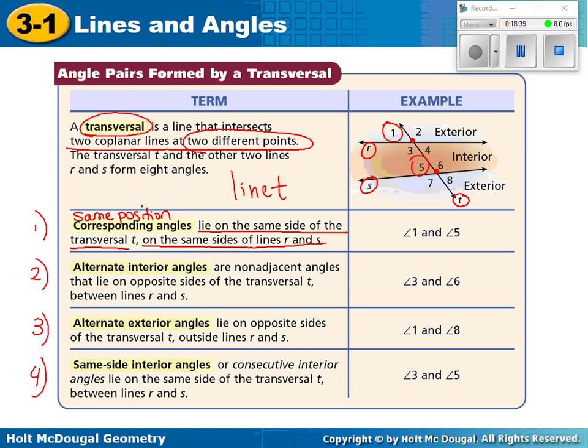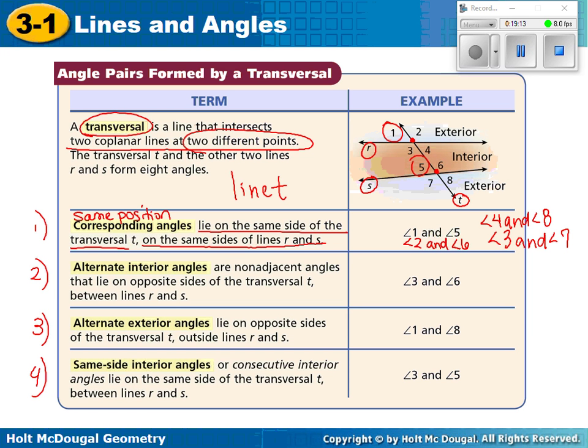So what would be another pair of corresponding angles besides 1 and 5? Luke? 2 and 6. Did you have a different pair over here, Remy? 4 and 8, angle 4 and angle 8. There's one more pair of corresponding. What are they? 3 and 7. Questions on corresponding angles?